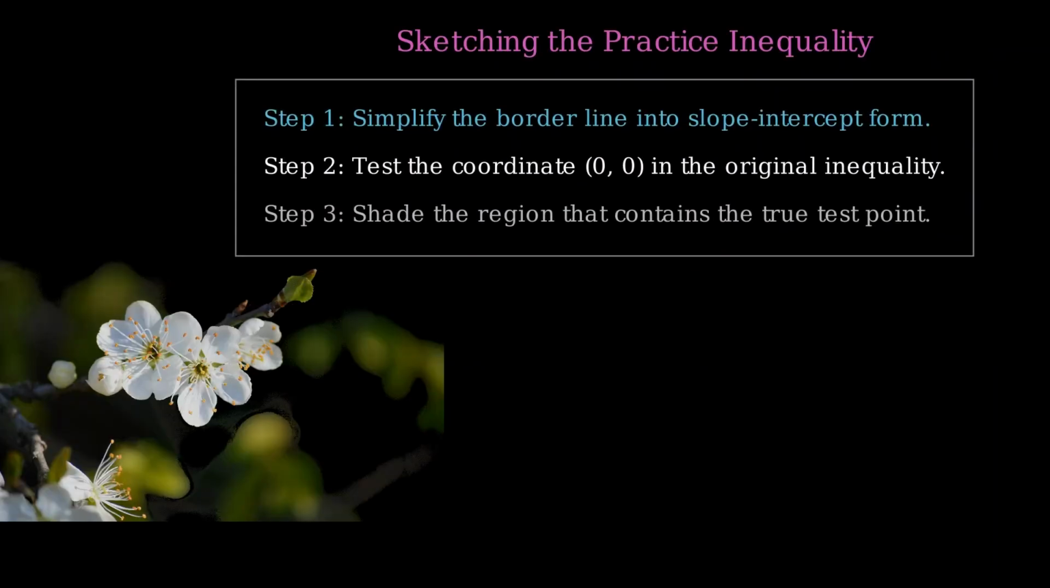Let's solve a similar practice problem step by step. To sketch the region for the inequality 3y is less than 3x plus 6, we first convert it to a standard boundary equation. Then we check a test point to find the correct side to shade.